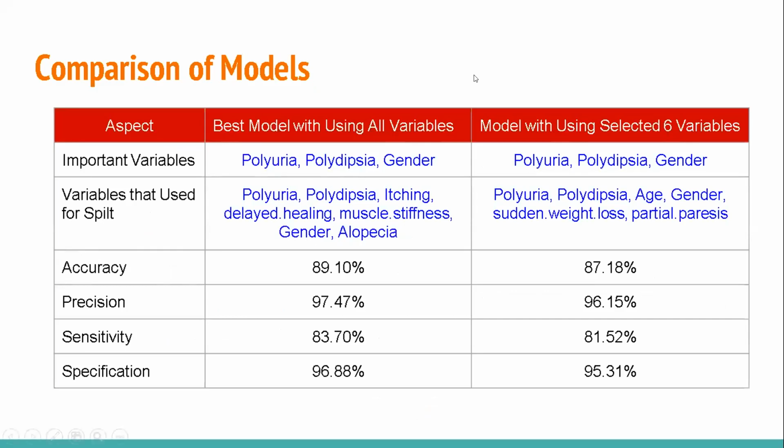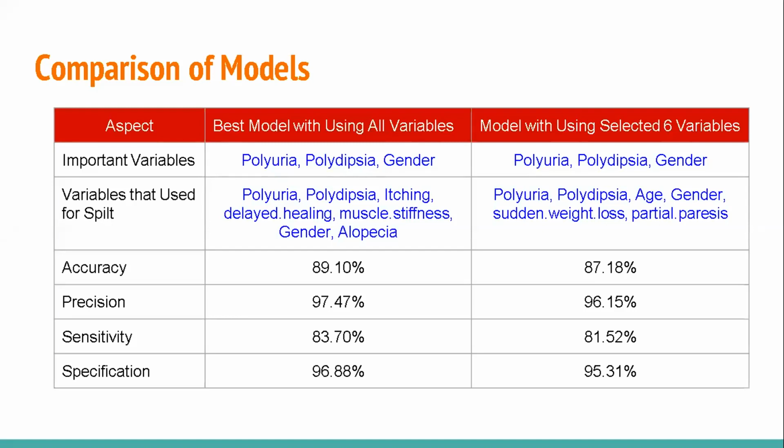Okay, we are going to compare the model using all variables and the model using the 6 selected variables. We can see that the important variables for both models are the same, which are polyuria, polydipsia, and gender. So we can conclude that polyuria and polydipsia are the important symptoms to determine whether one has diabetes or not. And also gender is one of the important features that determine whether one has diabetes or not.